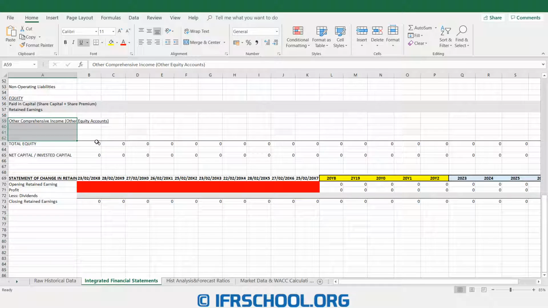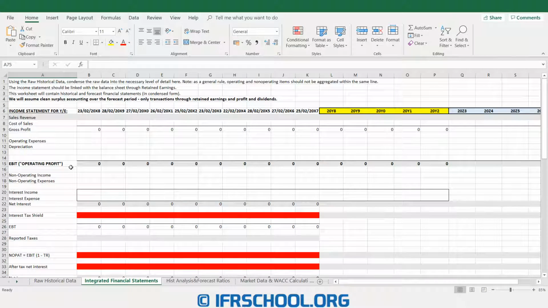The other comprehensive income section of the balance sheet is where we will list all other equity accounts that we find in the company's balance sheet that are not original capital contributions or retained earnings. We should be able to place every line item from the historical income statements and balance sheets of the company somewhere in the above line items of the integrated financial statements.